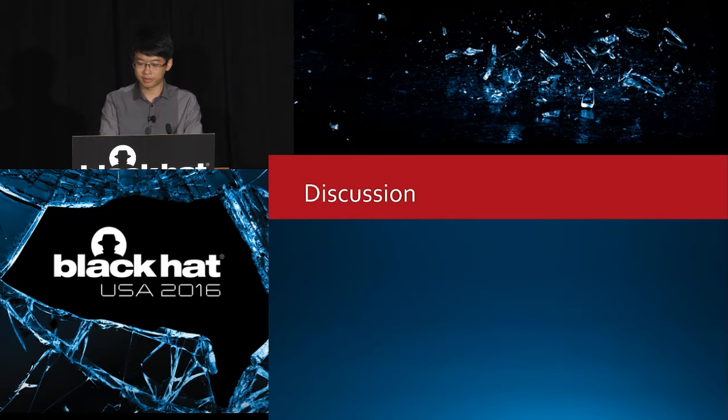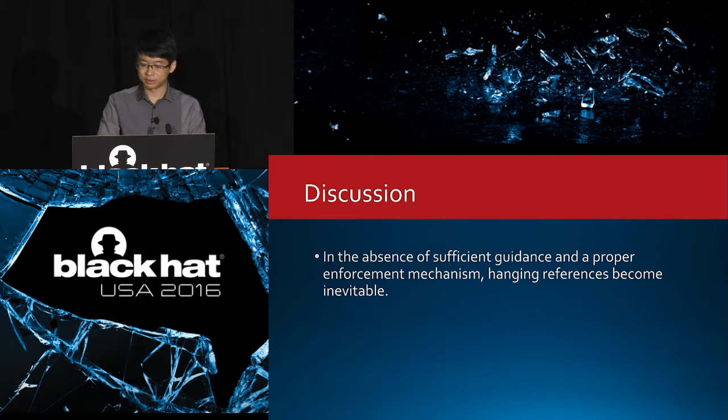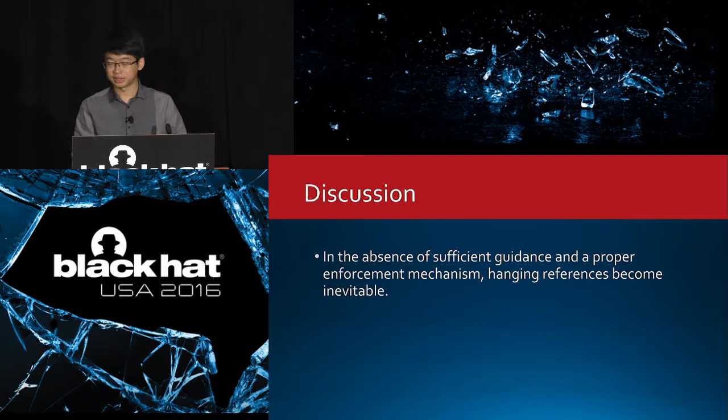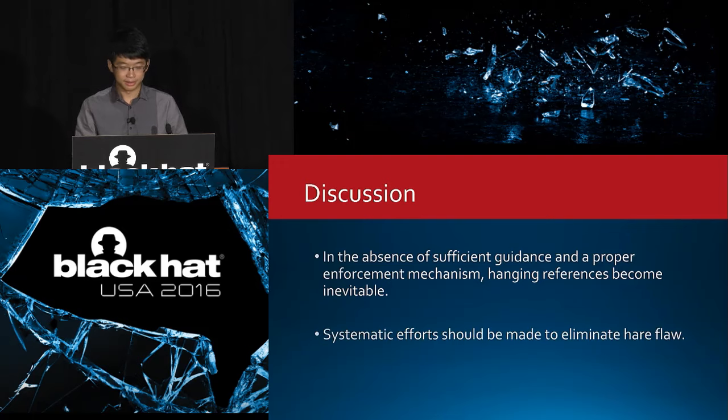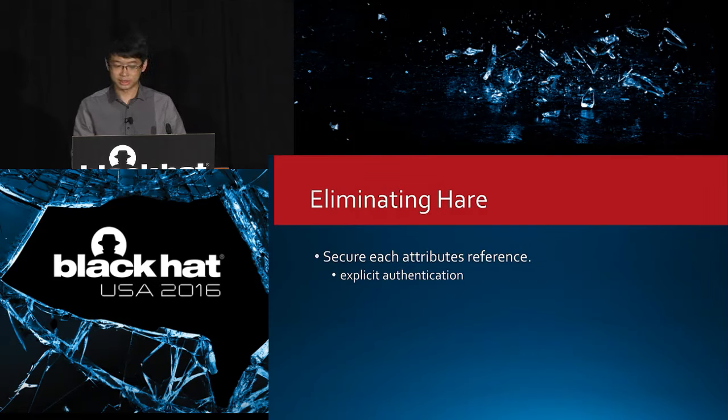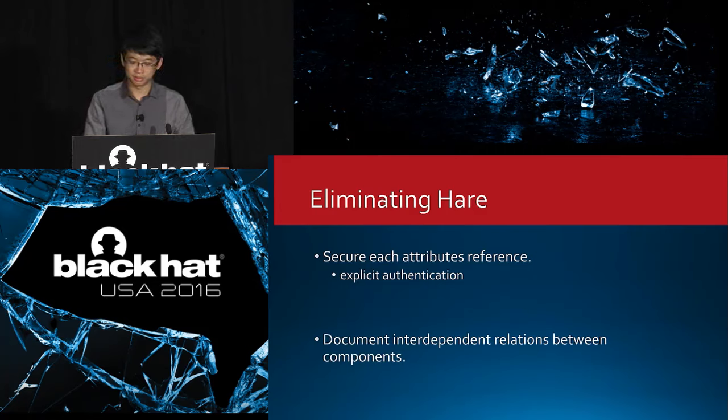Before concluding my talk, I have some thoughts and suggestions to share. Each OS version is customized and recustomized by various parties, but little guidance has been provided to make sure that the complicated relations among system components and apps introduced by different parties are respected. In the absence of such guidance, Hare becomes inevitable. Moving forward, we believe that systematic efforts need to be made to eliminate Hare flaws. For example, secure each attribute reference by verifying the party involved, or document interdependent relations and make them open to the parties involved in OS customization and app development.